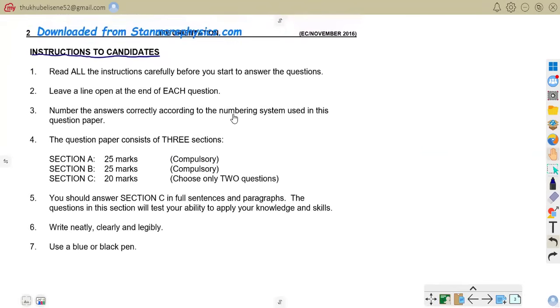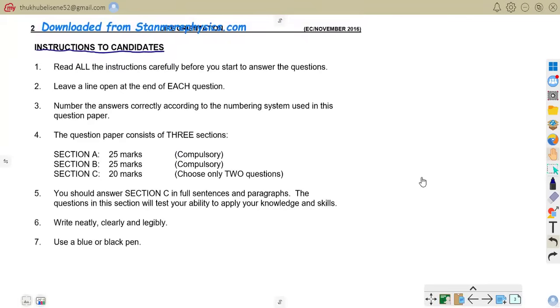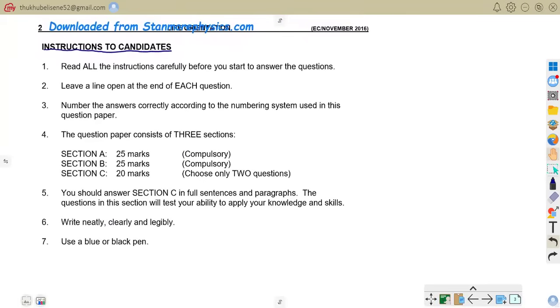Here are our instructions and information. Instruction number 1: read all the instructions carefully before you start to answer the questions. Instruction number 2: leave a line open at the end of each question. Instruction number 3: number answers correctly according to the numbering system used in this question paper. Instruction number 4: the question paper consists of 3 sections, which are Section A, Section B, and Section C.